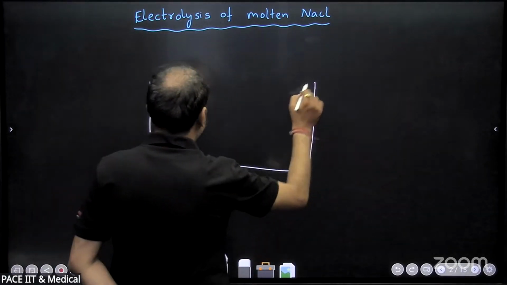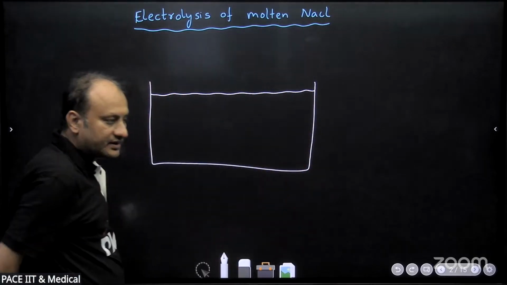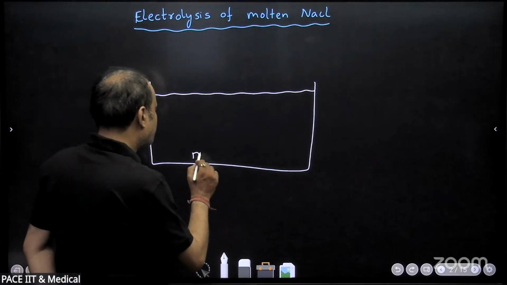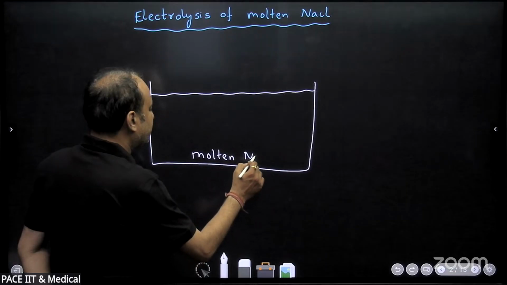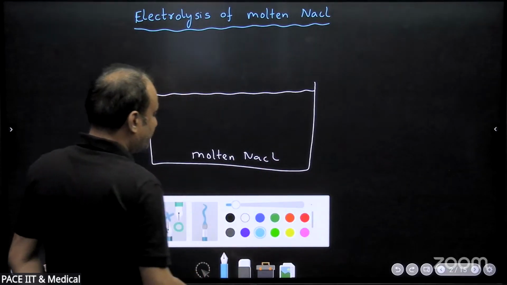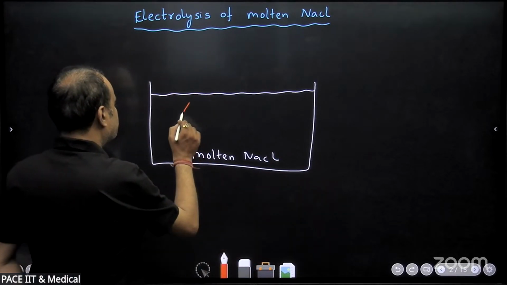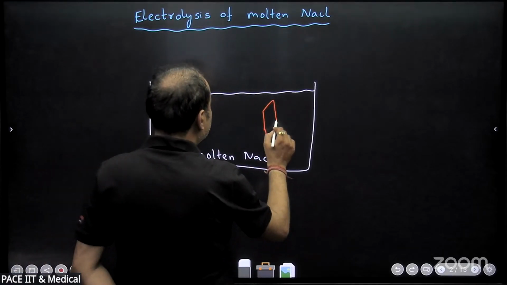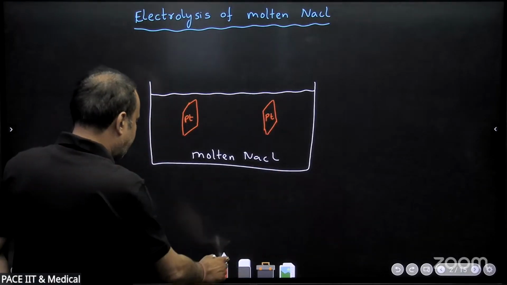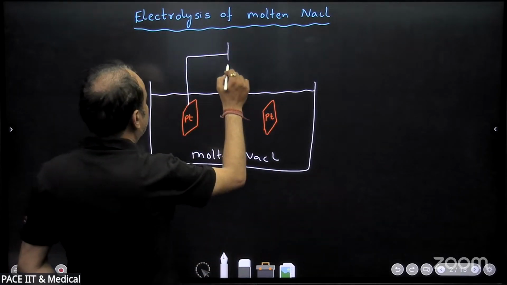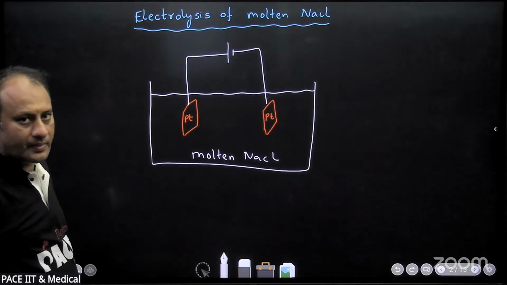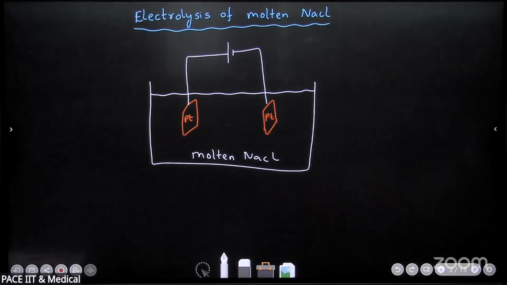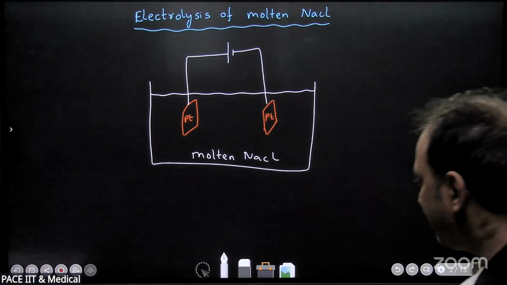So how do we make an electrolytic cell? You will take a beaker and whatever the electrolyte is, we will fill it in this. In this example, our electrolyte is molten NaCl. So we will fill molten NaCl in this beaker and we will dip 2 plates of platinum. These are 2 electrodes, and connect them with a battery, a power supply. So this is the typical design of an electrolytic cell: 2 plates dipped in electrolyte connected with a power supply.